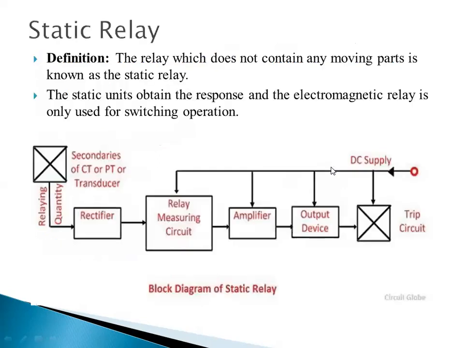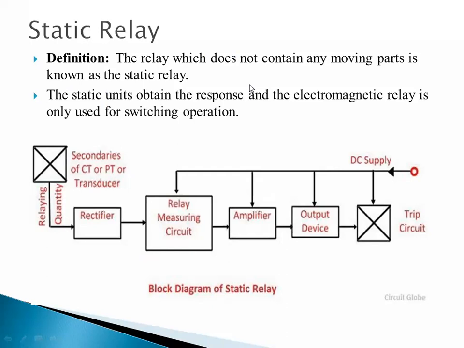Then we have seen the static relay. So this static relay, static means stationary, means there are no moving parts. Here no moving components, we can say. That's why it is called the static relay. So here we are using all static components, means there are different blocks. We have seen the block diagram, that is, it contains rectifier, relay measuring circuit, then amplifier, and output device.